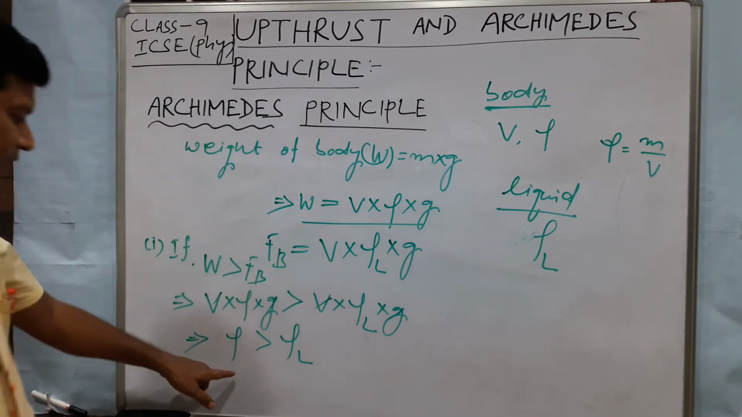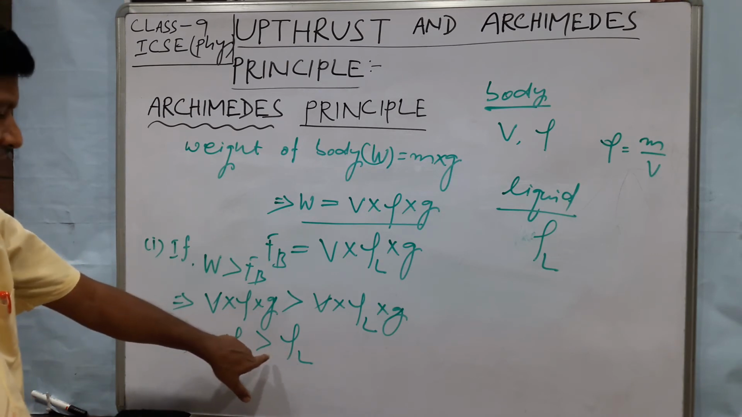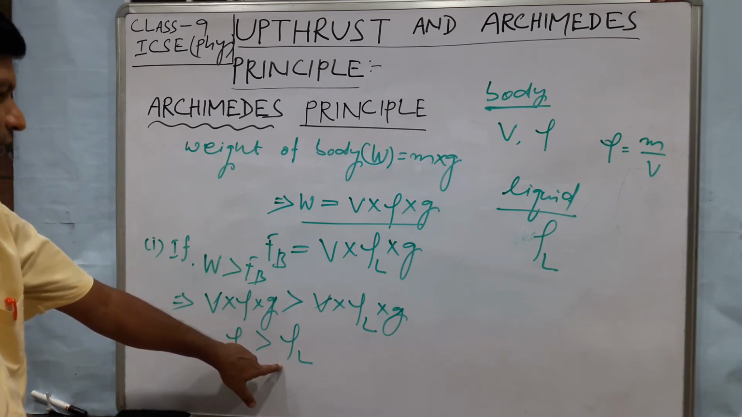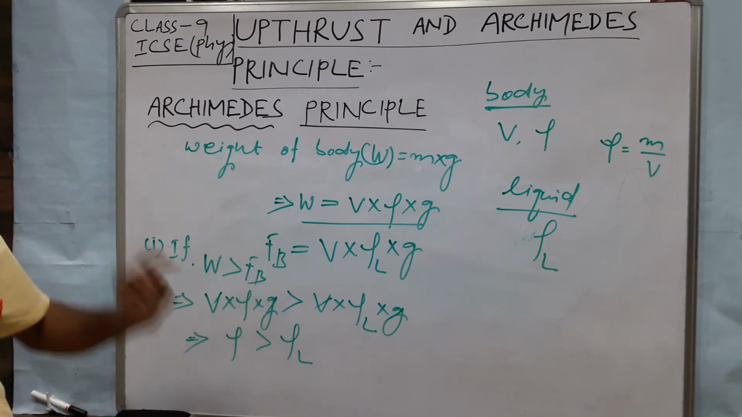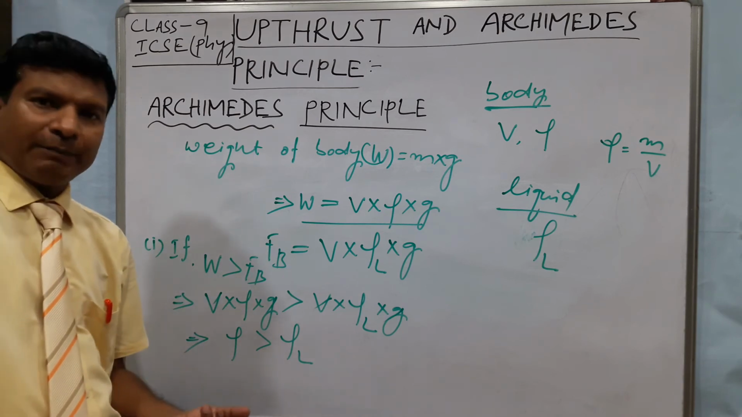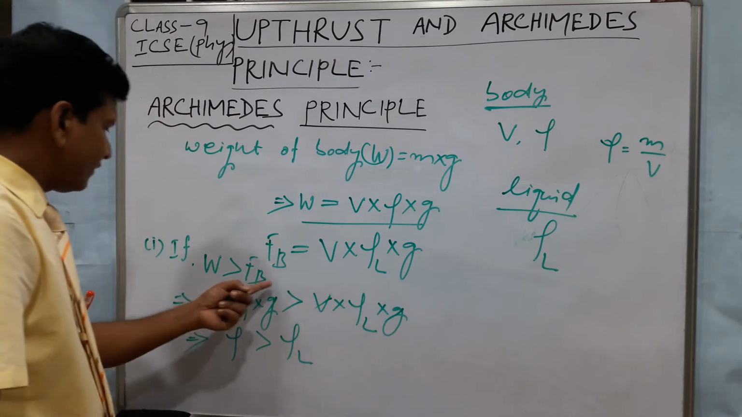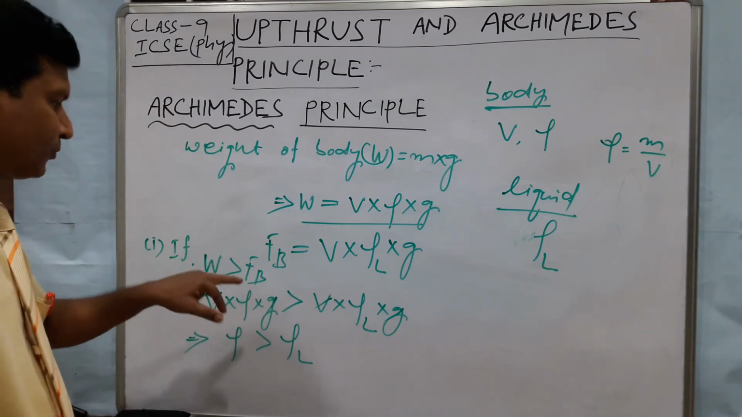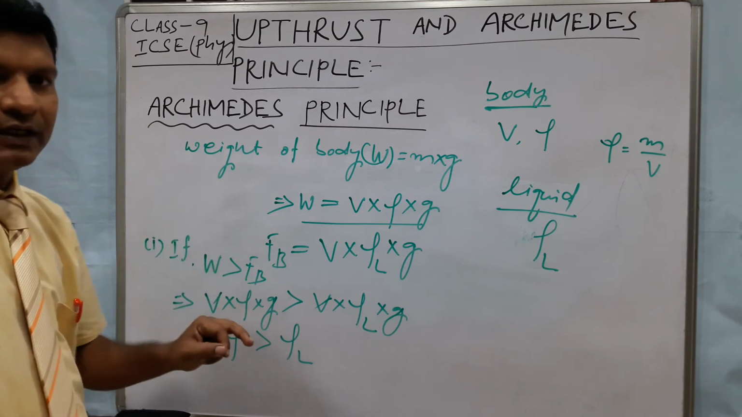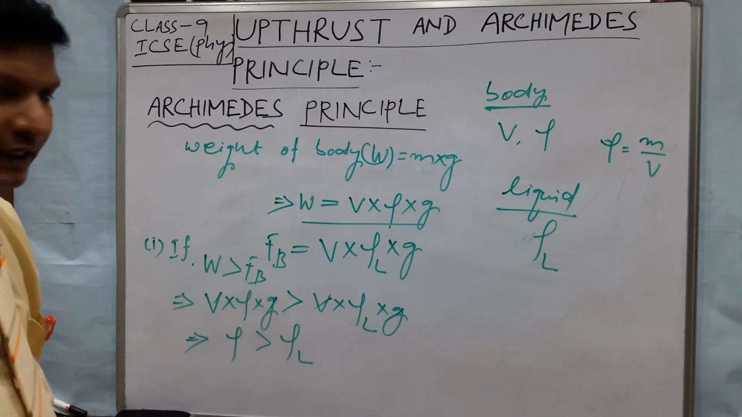So in this situation the density of the body is becoming more than the density of the liquid. Before you have known that when the weight of the body becomes more than the upthrust, then what happens? The body will sink, isn't it? So in this situation the body will sink. When the weight of the body is becoming more than the upthrust, the body is sinking due to the net downward force. So how much net downward force is acting on the body?